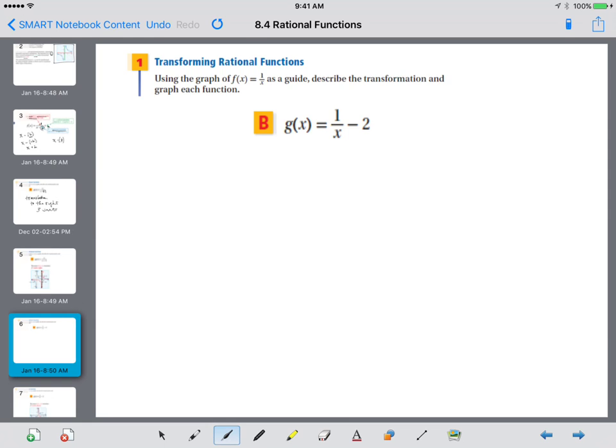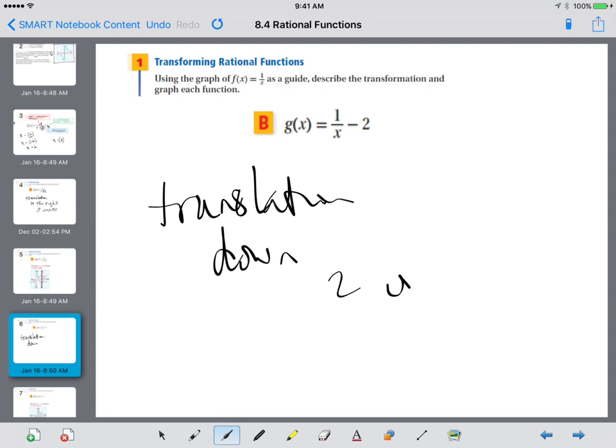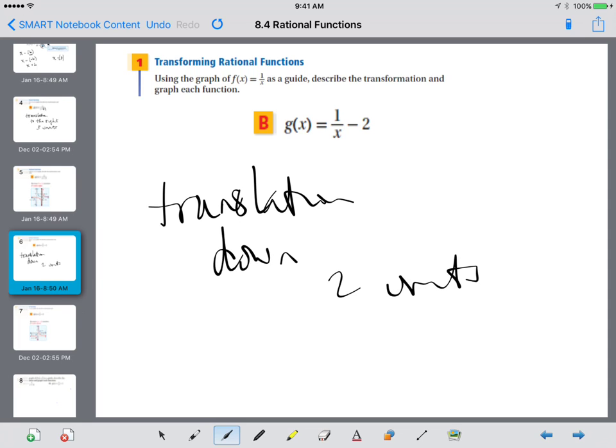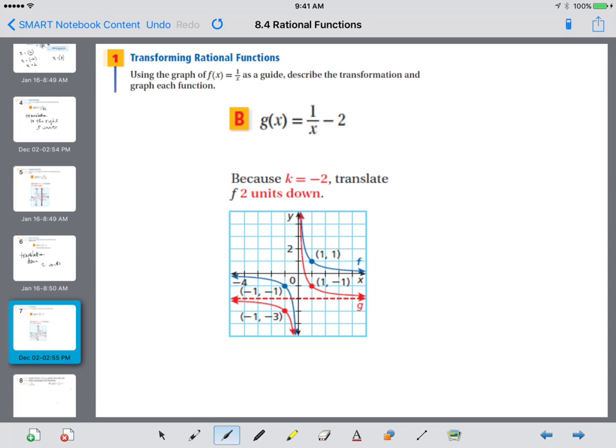Okay, we have 1 over x minus 2, that's on the outside. So this would be a translation down 2 units. Again, you go to your graphing calculator, type this equation, g of x in, type f of x in, and here's what the graph would look like. Not great. Because k is equal to negative 2, it goes down 2 units.